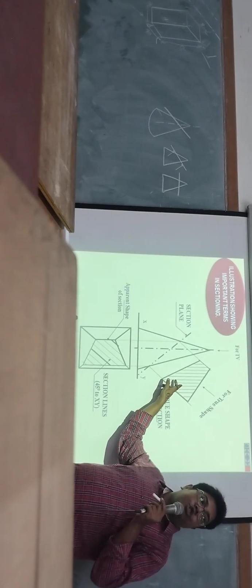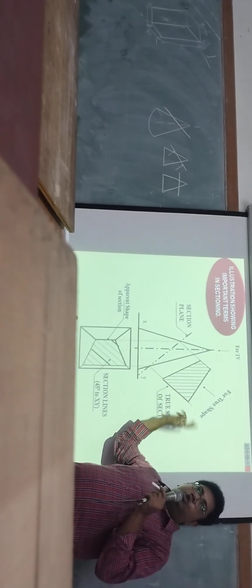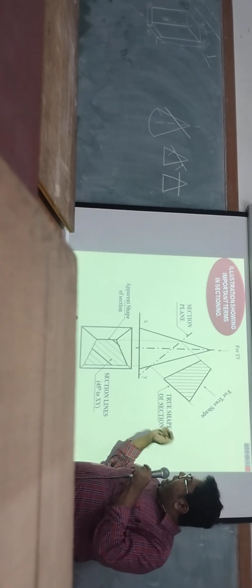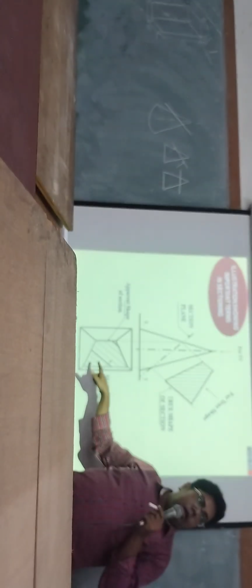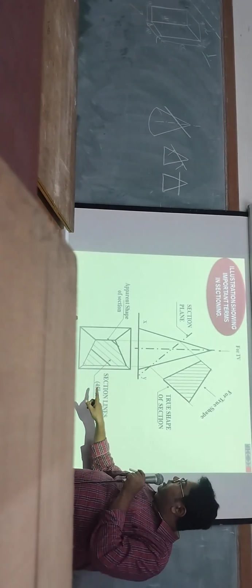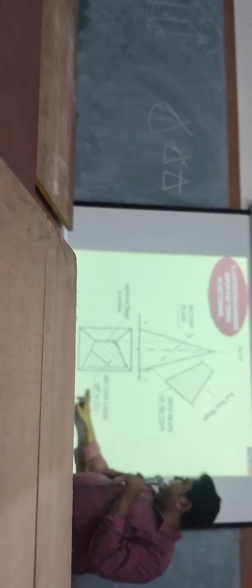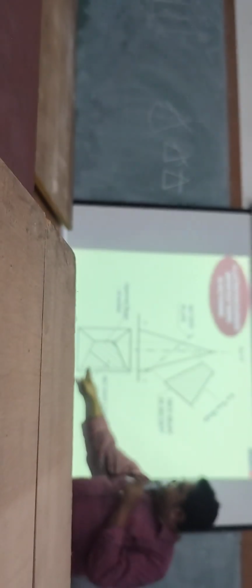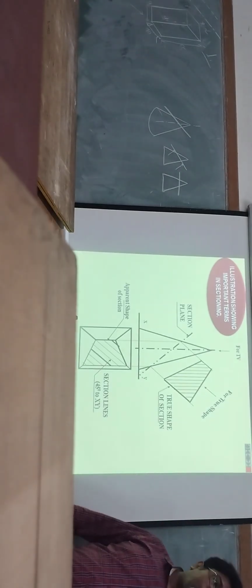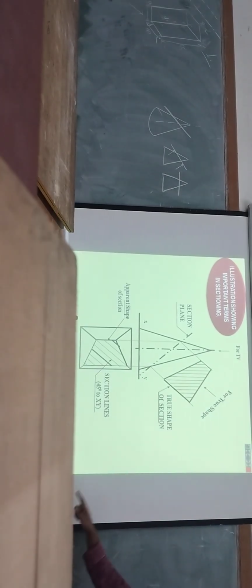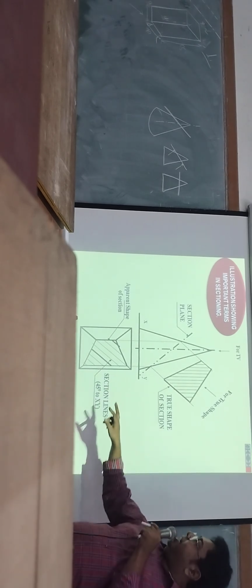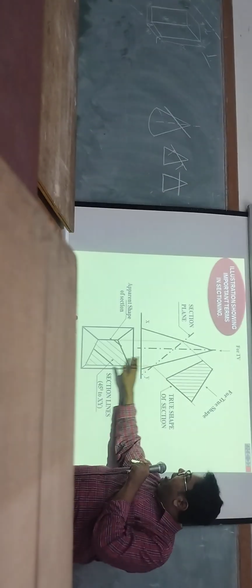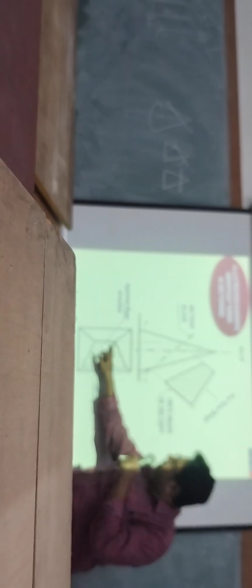This shape is called the true shape, T-R-U-E. Now, after cutting, what will be the top view? Here you can see these lines are called hatch lines. In AutoCAD, one command is hatch. Normally it is drawn at a 45-degree angle to specify the cutting section. After cutting, this part is the cutting section.